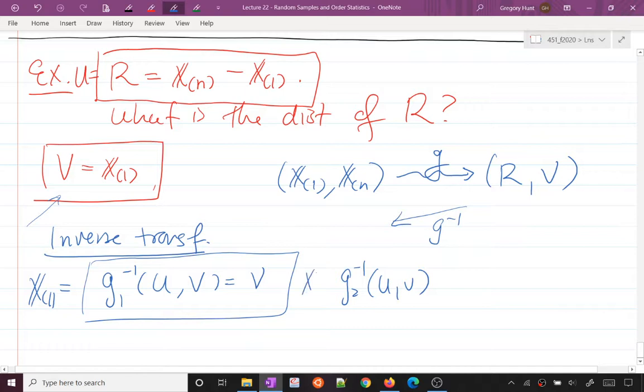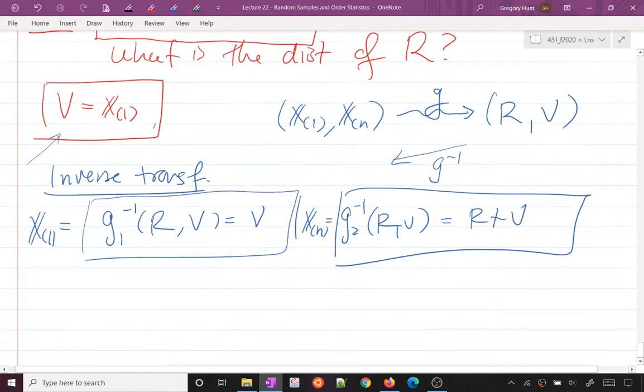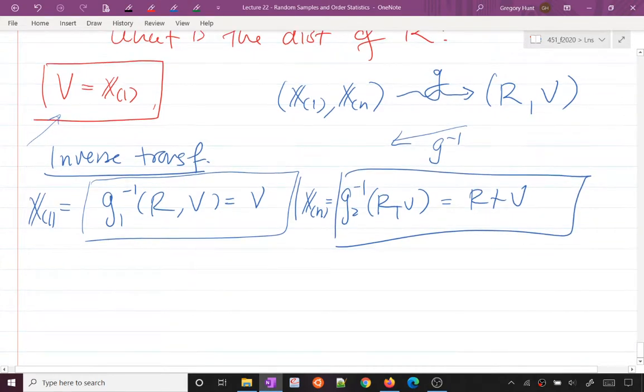G2 inverse should give me back the maximum from u and v. So how do I get the maximum? If I know u and v, how do I get x of n? Well, I could take r and add v. I guess I was calling these r and v, not u and v. It would be r plus v. And that would give me my other component maximum, or other component inverse function.